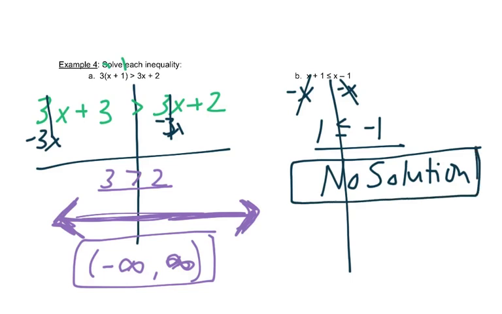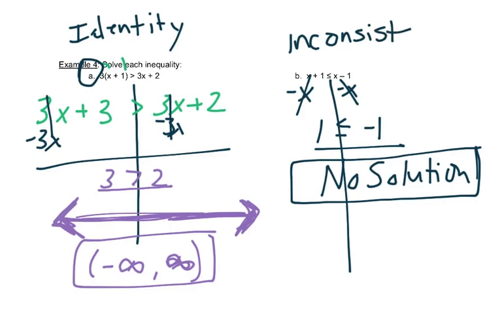In section 1.2, at the very beginning, we talked about 3 types of equations. This part A is an identity because it's always true. But part B is inconsistent because it's never true.